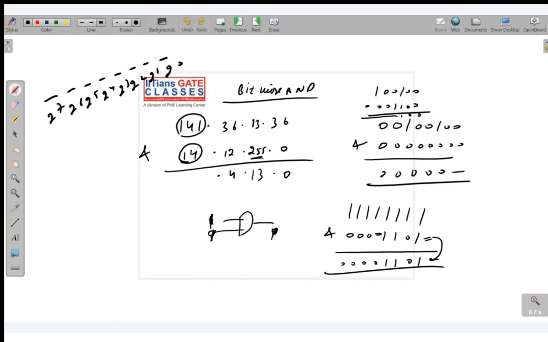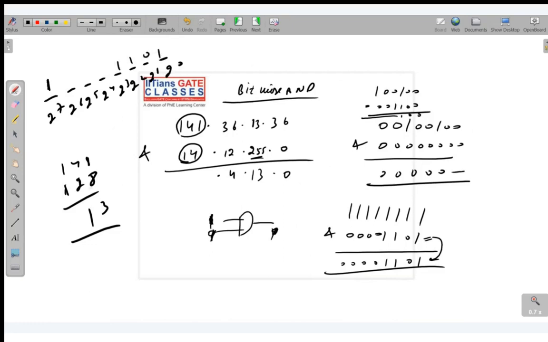If I want 36, so 36 means what? 32, 2 power 5 is 32. 32 plus 4 is 36. So 4 is this, and the rest are 0. Now if I want to write 141, 141 means 2 power 7, that means 128 will be 1. And 141 minus 128, what will be our answer? 13. 13 is left out. Are you getting it? So how will you imagine 13? 1101.